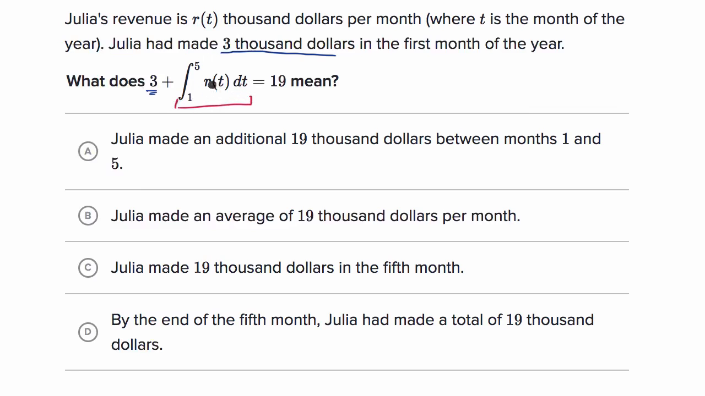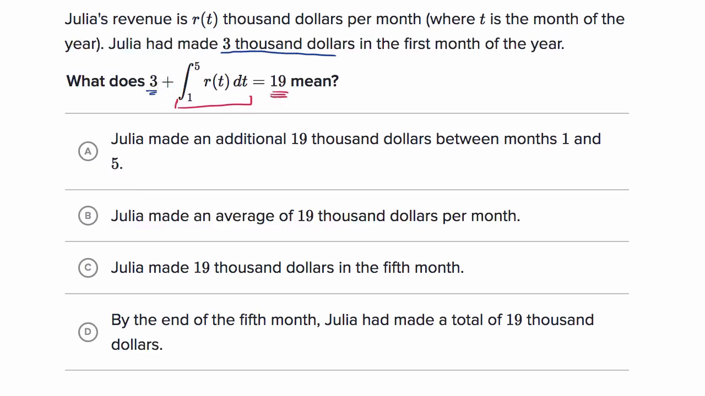This is the area under this rate curve. R of T is the rate at which Julia makes revenue on a monthly basis. So if you take the area under that rate curve, that's going to give you the net change in revenue from month 1 to month 5, how much that increased. And so if you add that to the amount that she made in month 1, well, that tells you the total she makes from essentially time 0 all the way to month 5. And they're saying that is equal to 19.